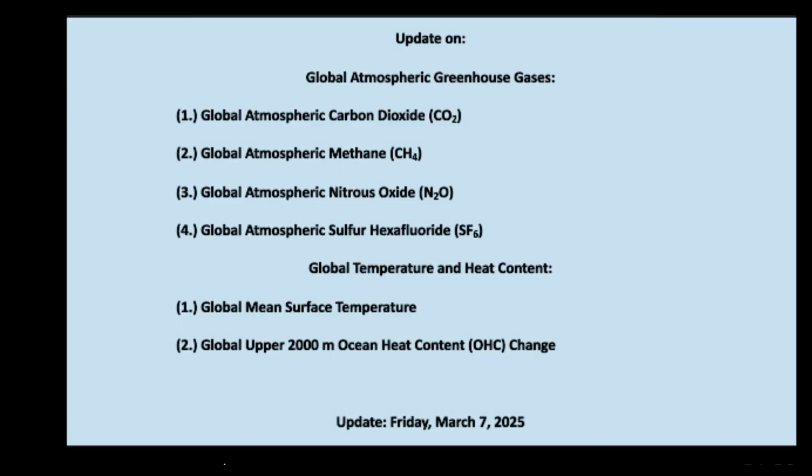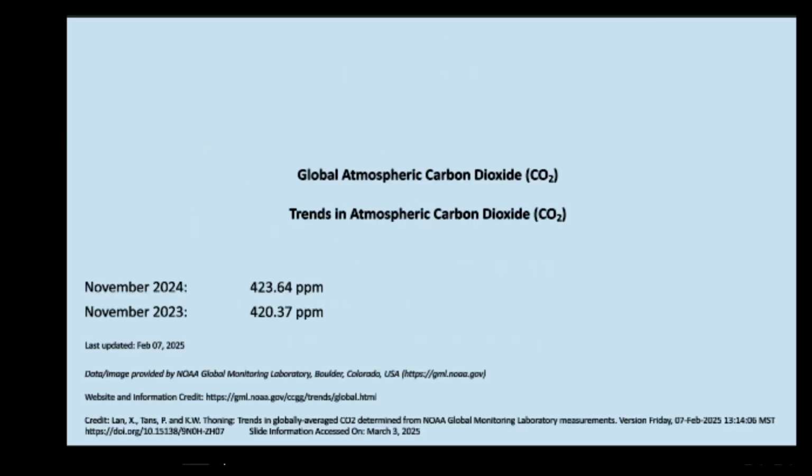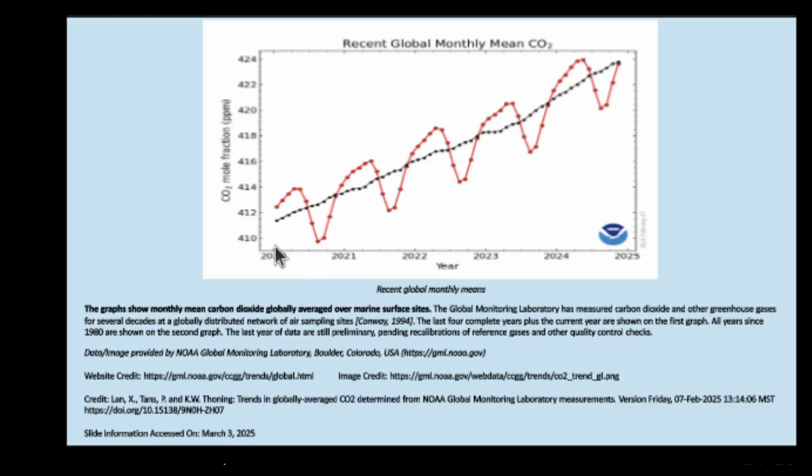So let's continue with looking at this important update of what's happening with the greenhouse gases such as global atmospheric carbon dioxide and its trends. In November 2023, there was about 420.37 parts per million measured in the atmosphere. November 2024, the global average was 423.64 parts per million. This is last updated February 7th, 2025. And you can see overall from 2020 through 2024, both the red curve and the black curve show that steady increase of atmospheric carbon dioxide, its concentration in the atmosphere.